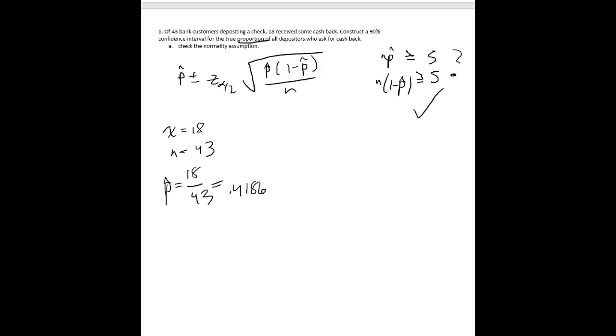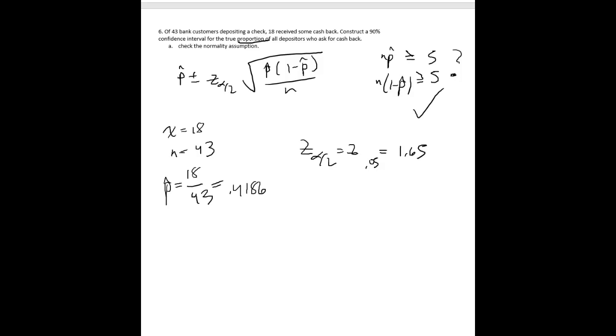Cool. All right, so we have a bunch of the components now. We have an n, we have a p hat, and we just need to know our z alpha half. So z alpha half is just going to be your z of 0.05. And that is equal to what? 1.65. We know that from problems that we've just done.